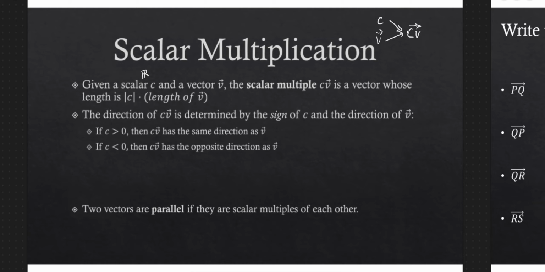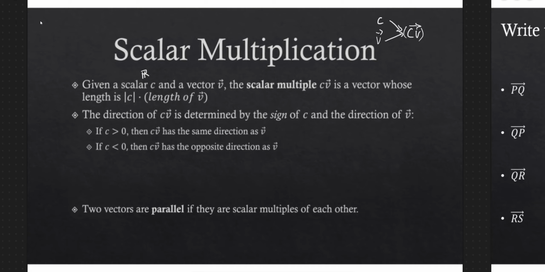I'll draw an arrow above the whole thing. cv is a vector. So take a scalar, take a vector, output a new vector. That is the scaled version of v. Now its length will be the absolute value of c times the length of v. So it's possible I scale by a negative, which, as I talked about in the last video, is going to flip the direction. That's not going to change the magnitude at all, whether it's positive or negative. So that's why this is an absolute value.